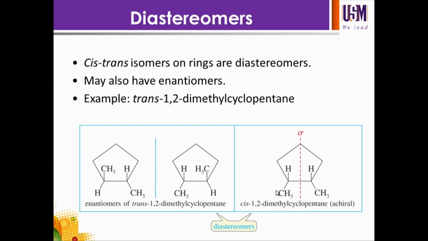But for the cis isomer, we have both of the methyl groups facing downwards. So it is achiral. Why? Because it has an internal plane of symmetry. So actually both compounds 1 and 2 here are diastereomers to compound C here. This is what we call diastereomers, because we could have one part of the cis isomer similar to one part of the trans isomers, and one part will have a different configuration.